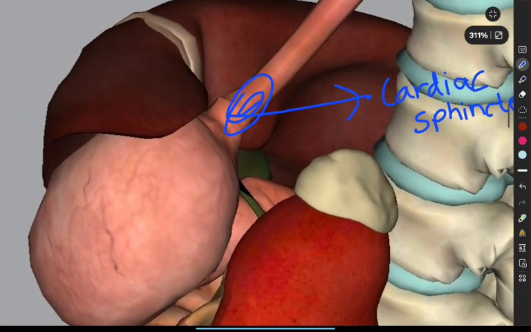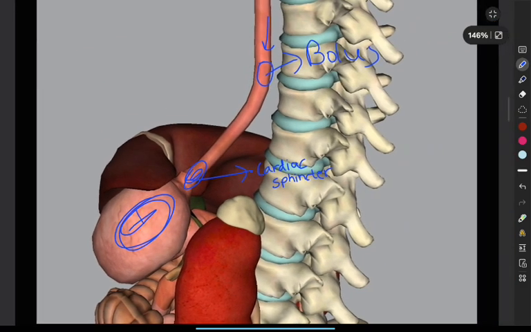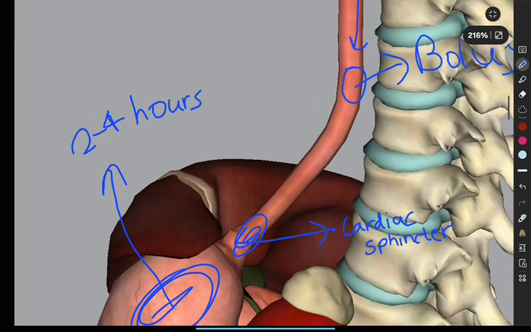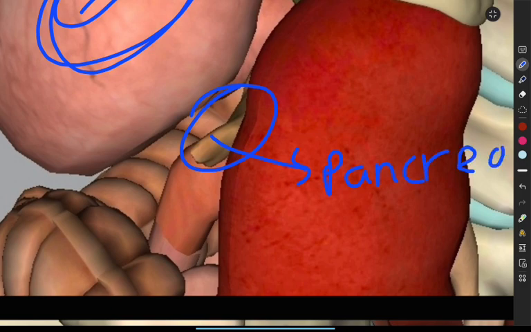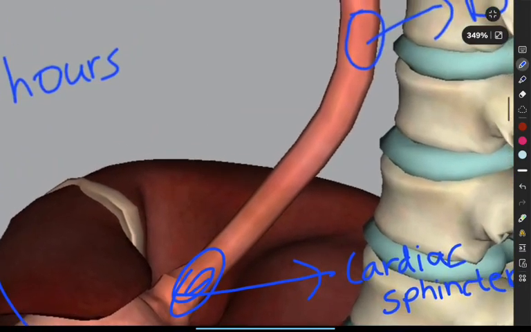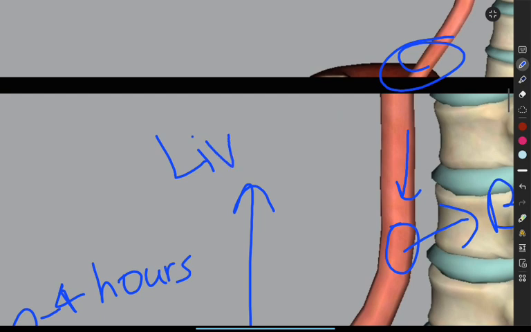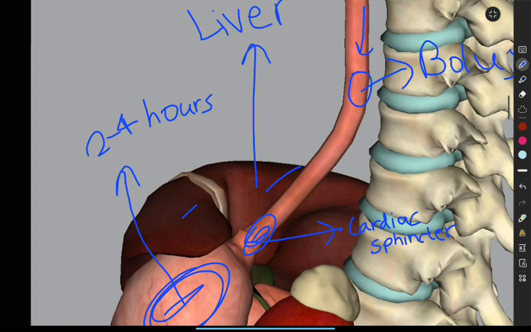Okay, this is our stomach. Now the food stays in our stomach for around 2 to 4 hours. This little organ which we can observe here is nothing other than the pancreas. And this organ, as we all know, is our liver, which is separated like this: this is the right lobe, this is the left lobe.